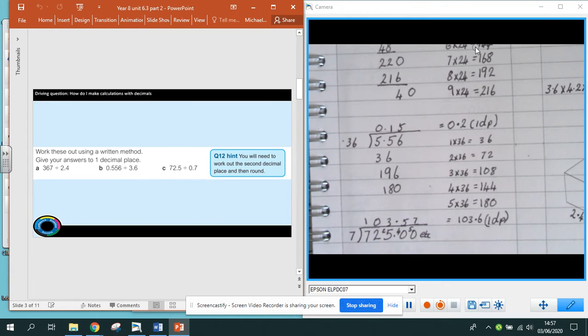So they looked a bit complicated. There's a lot of work involved, but you will get the answers. Okay, if you need any time to catch up, obviously pause the lesson. Otherwise, let's get ready for the next question.